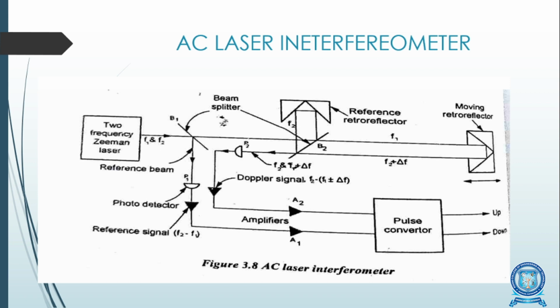Then the beam splitter divides the laser beam into separate beams along different axes, one in a horizontal way and the other in a vertical way. Then cube corners or retroreflectors. There are 2 different retroreflectors: one is a reference retroreflector, the fixed internal cube corner, and the other is the moving retroreflector, the external cube corner.